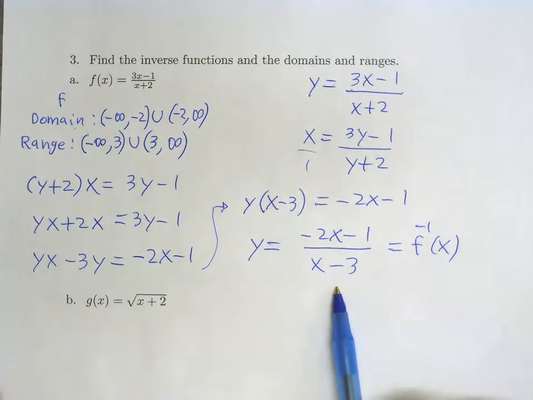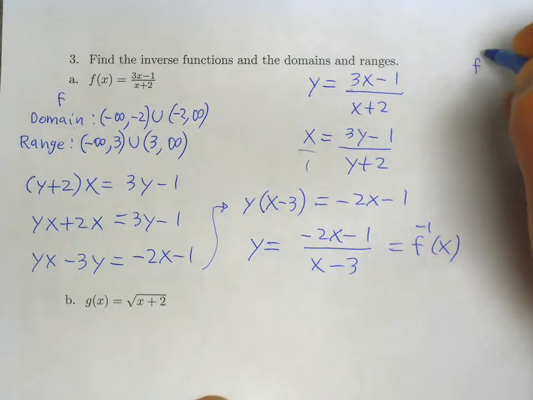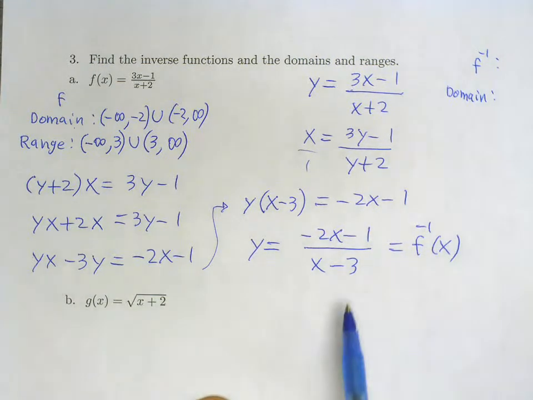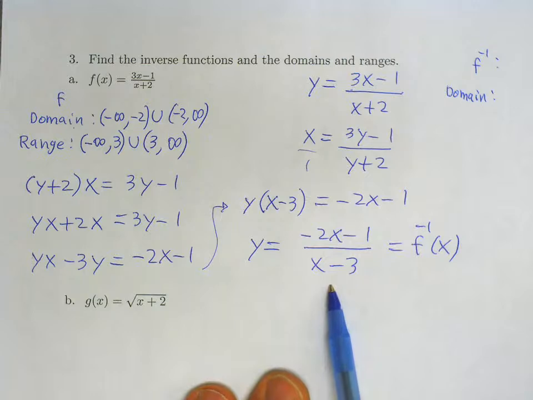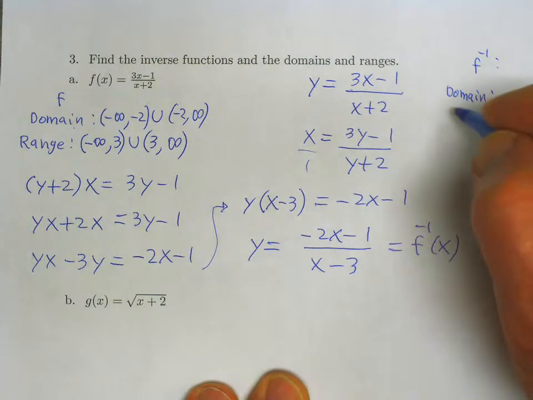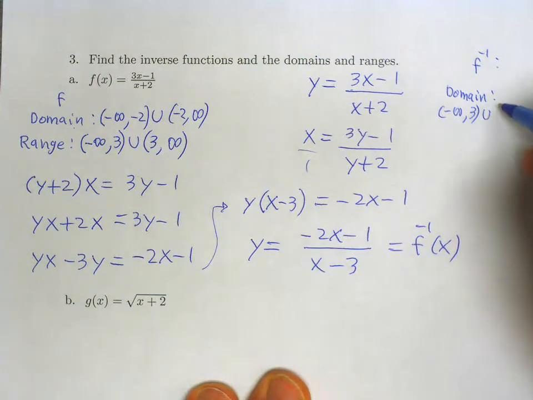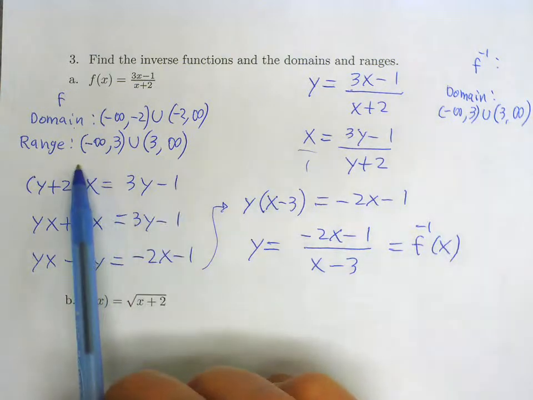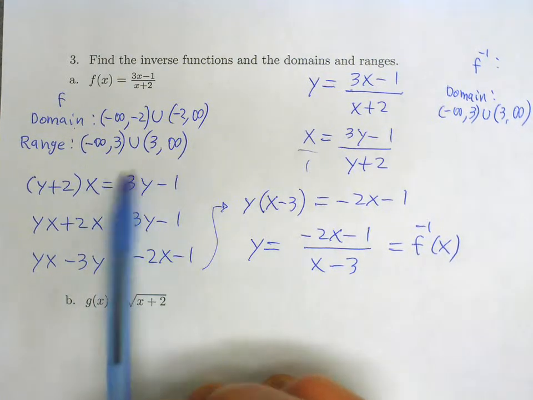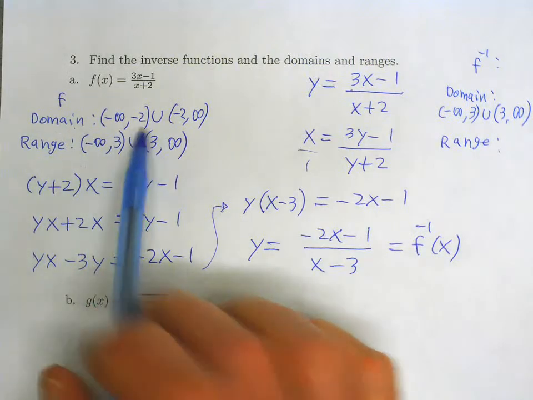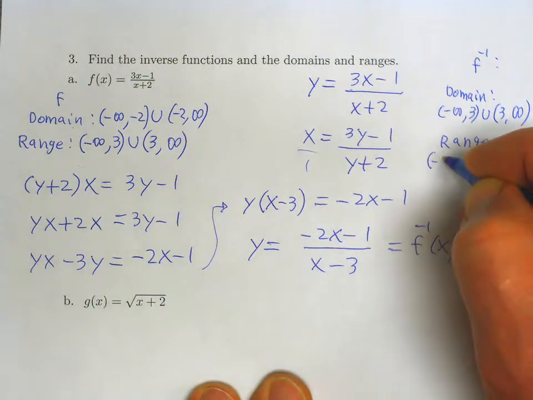Okay, the domain of f inverse: it's every real number except positive 3. So -∞ to 3, parenthesis, union, parenthesis, 3, infinity. And that's the same as the range of f, which we already noted. And then the range of f inverse is the same as the domain of f. So the domain of f is every real number except -2.